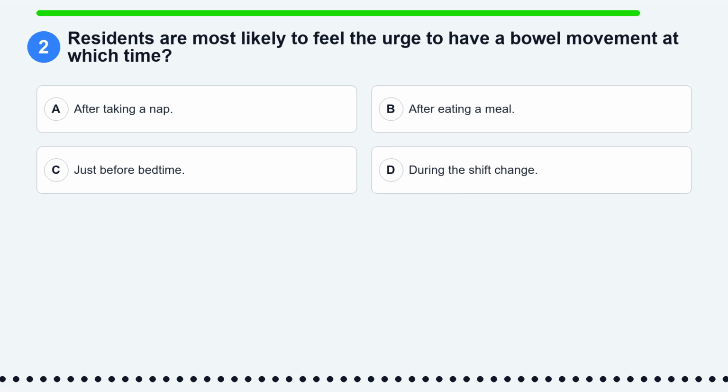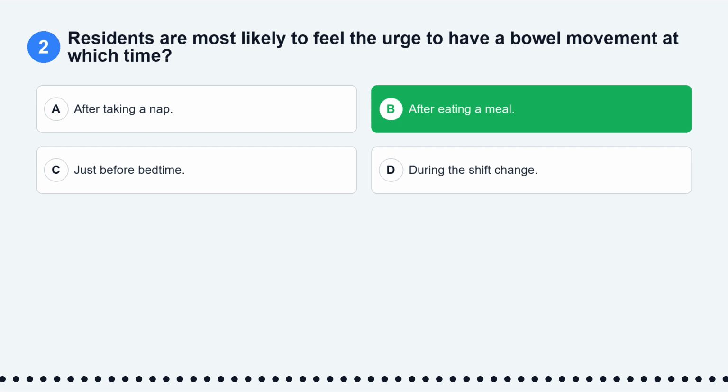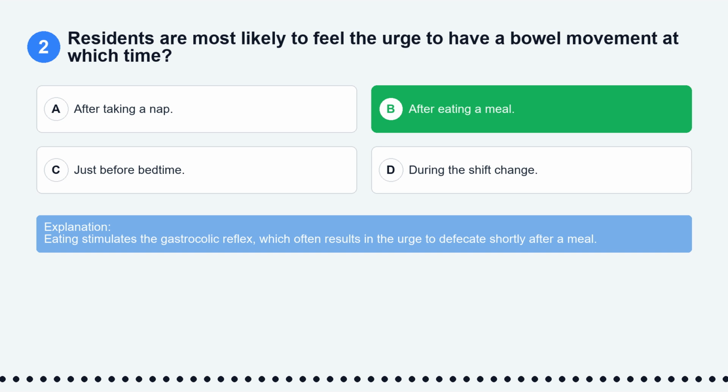Question 2. Residents are most likely to feel the urge to have a bowel movement at which time? Option A, after taking a nap. Option B, after eating a meal. Option C, just before bedtime. Option D, during the shift change. The correct answer is option B, after eating a meal. Eating stimulates the gastrocolic reflex, which often results in the urge to defecate shortly after a meal.